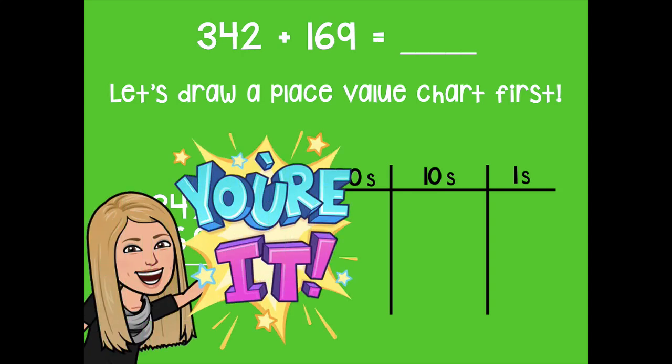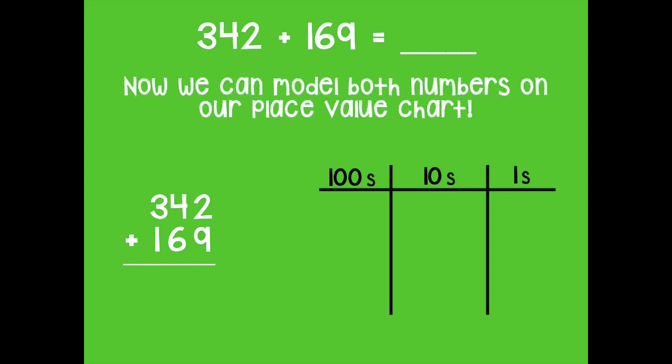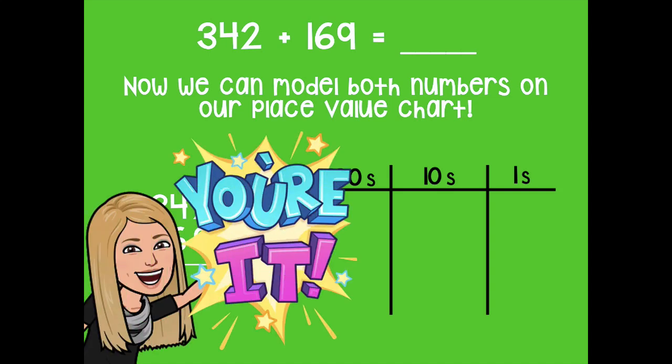So go ahead and pause the video, rewrite this problem vertically, and draw just your place value chart, and then click play when you're ready for the next step. All right, friends, so our next step is now we can model both numbers on our place value chart. You guys are going to pause the video, model 342 and 169. You don't have to solve anything yet, just model the problem. Pause, and then click play when you're ready for the next step.